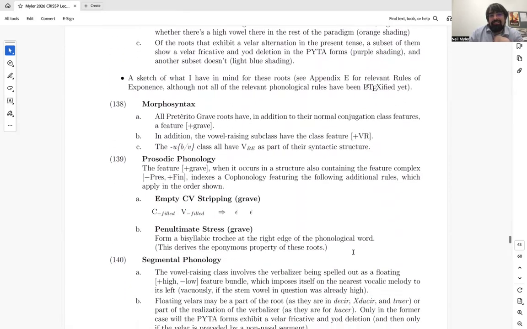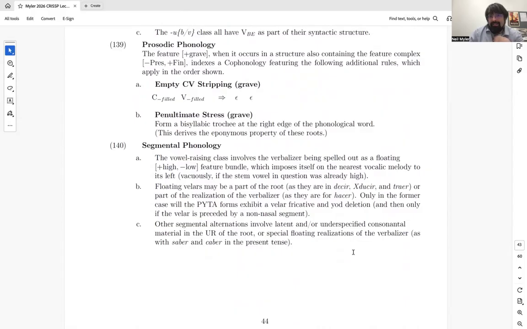It's a little bit more detail in Appendix E, especially with regard to the rules of exponents and some of the relevant phonological rules, but not all of them, which remain to be LaTeXified, but they will eventually.